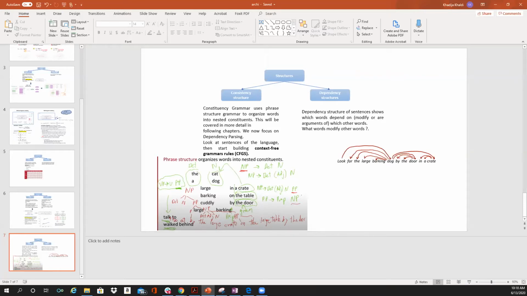Yes. So dependency structures, I guess it starts with the action in the sentence, and all the other words depend on it in some way.